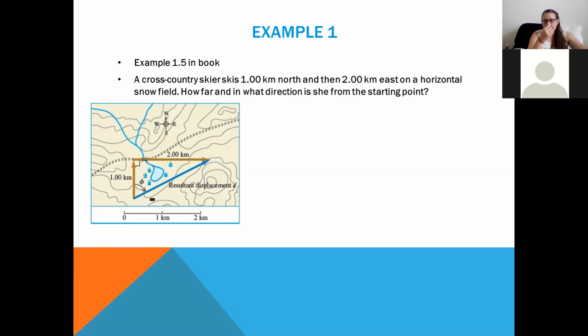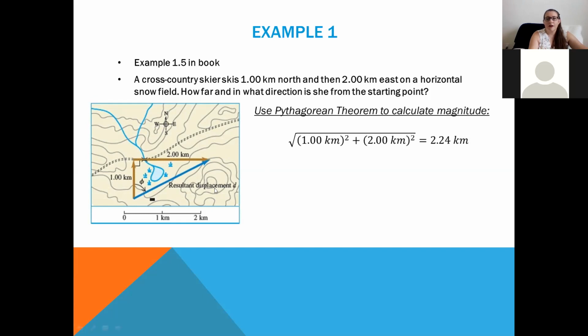So you can see in this example, it's a pretty simple right triangle, conveniently. So what we would need to do is use the Pythagorean theorem to figure out how long that particular length of the triangle is. To do that, again, we take our 2 component values, square them, and add them together. So our x squared is 2 squared. Our y value is 1 squared. When we take the square root of that, we get 2.24 kilometers. That's our magnitude of the resultant.